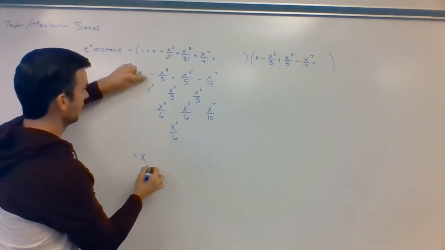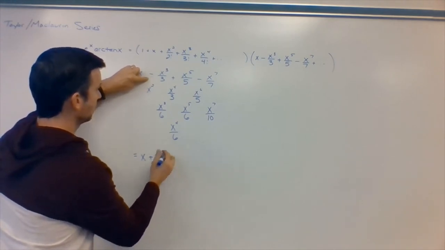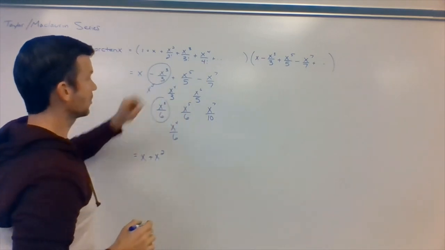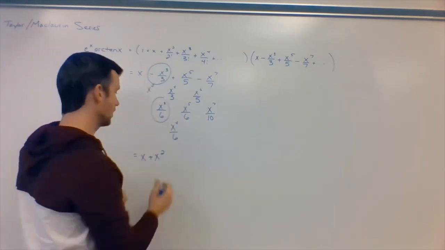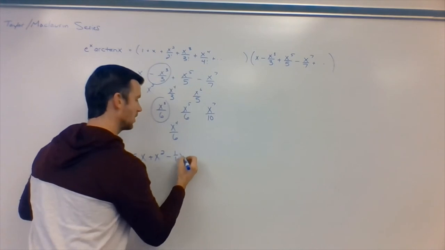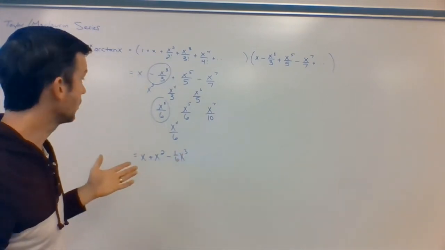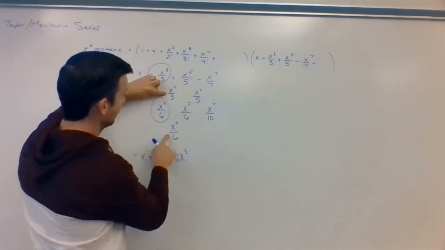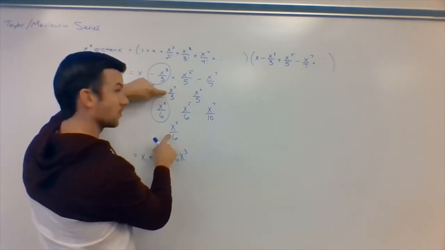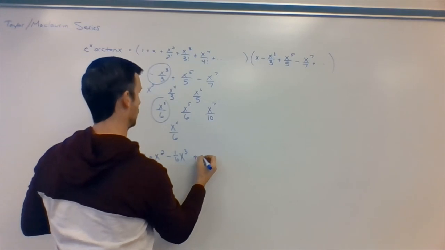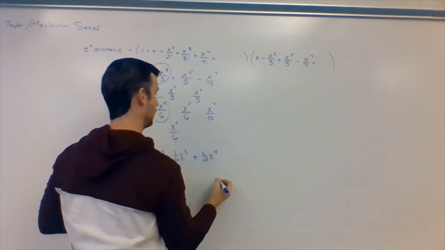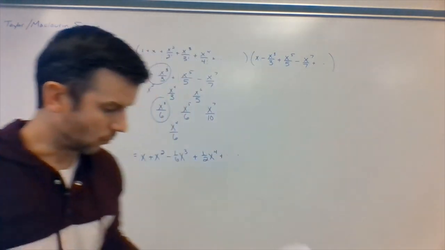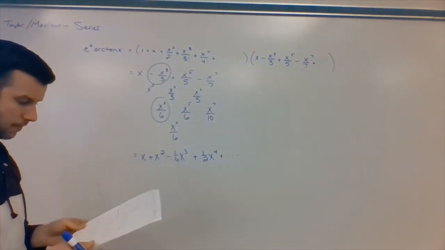So x is my first one. X squared is my next one. I want to combine these. Okay, so that's minus 2/6. 1/6 minus 2/6 is negative 1/6 x cubed. That's technically as far as I need to go. But I have enough information, I can get one more. And that's going to be 2/6 plus 1/6 is 3/6, or 1/2 x to the fourth. And then that pattern, we could keep getting more and more terms. Okay.